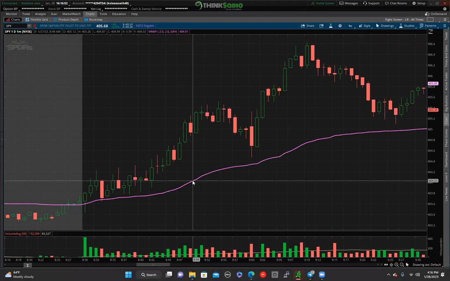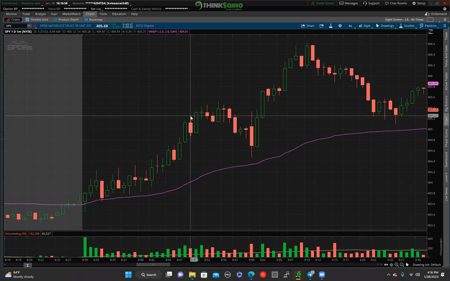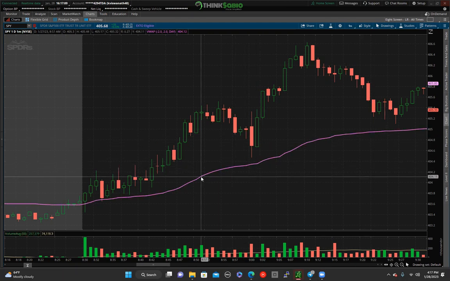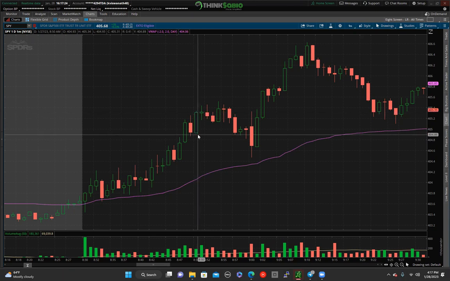It says the VWAP price should be 404, right? But the actual price is somewhere around 405, right? So this is the price that the volume and the price action combined say it should be. This is the practical price where it should be, and this is the price where it is. So there is a price gap between where it should be based on the volume and the price action, versus where it is here.